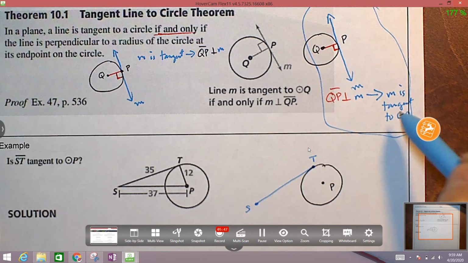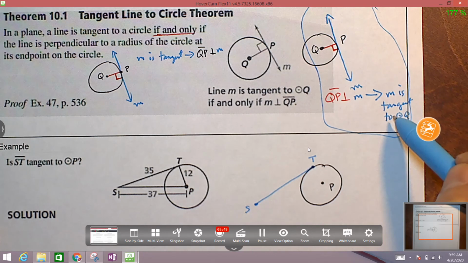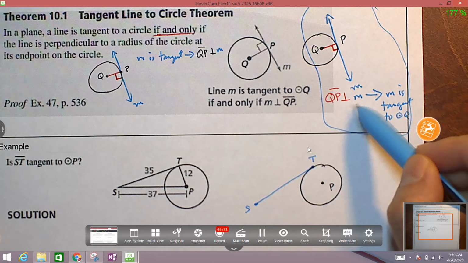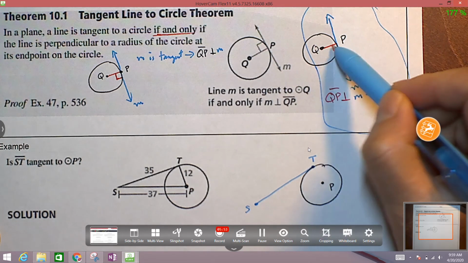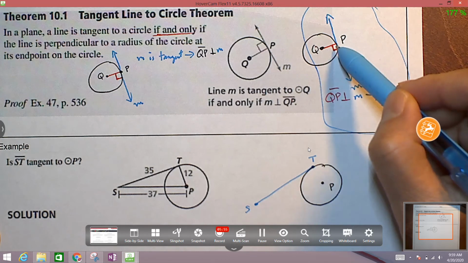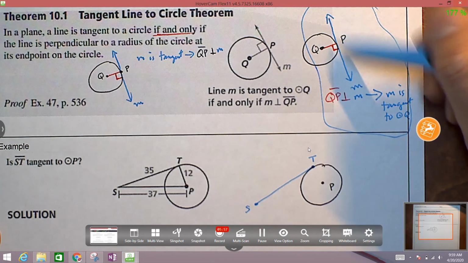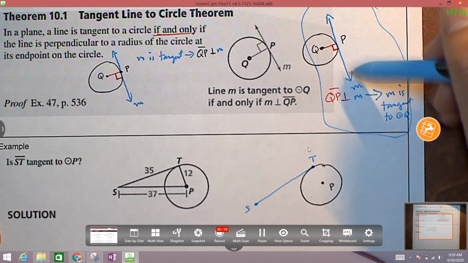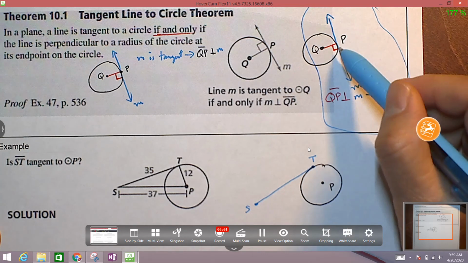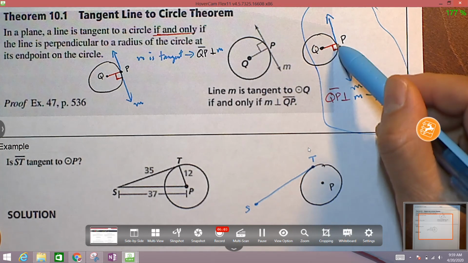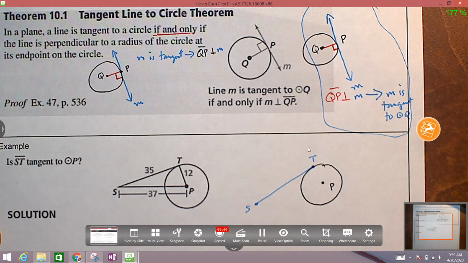So that is this case up here where we can conclude that something is tangent. Well, how did we conclude that something is tangent? What did we need to know? We needed to know that the radius going to this point of intersection is perpendicular to this line segment. So if we can establish that this is perpendicular, then we know that the line is tangent. And that's what we're going to do here.